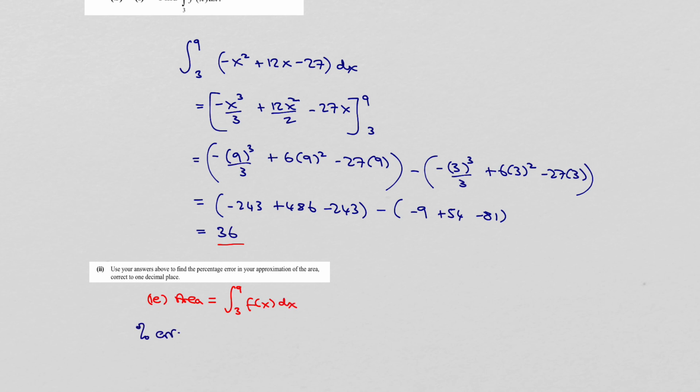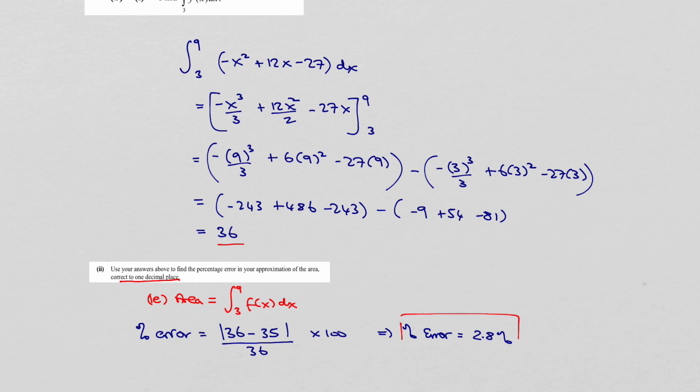My percentage error is going to be the actual area minus my approximate area, over the actual area, times 100. And therefore that gives me my percentage error is equal to 2.8%, making sure it's correct to 1 decimal place. So there were 10 marks going for those two parts. That was 0, 4, 8 and 10. And again, I'm going to star that because we had to write it correct to 1 decimal place. If we hadn't got it correct to 1 decimal place, we would lose a mark.